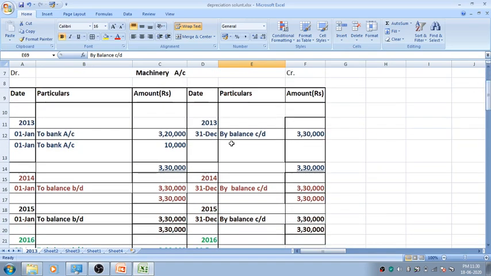Now machinery account is being closed with this balance. I will open the account in 2014. So I will write 2014. Then 1st January, to balance brought down 3 lakhs 30,000 opening balance based on the closing balance of the previous year.